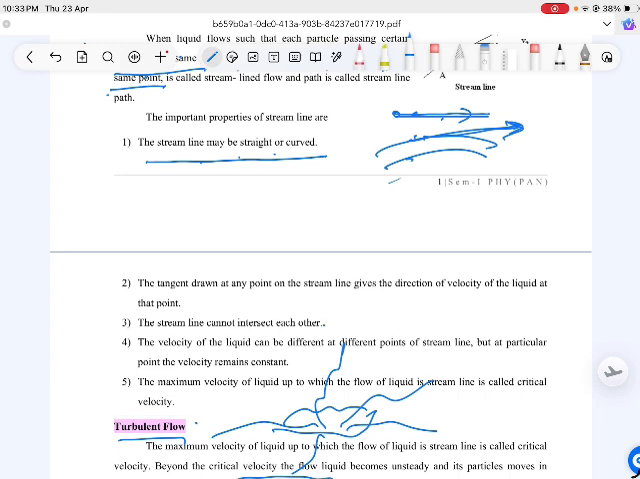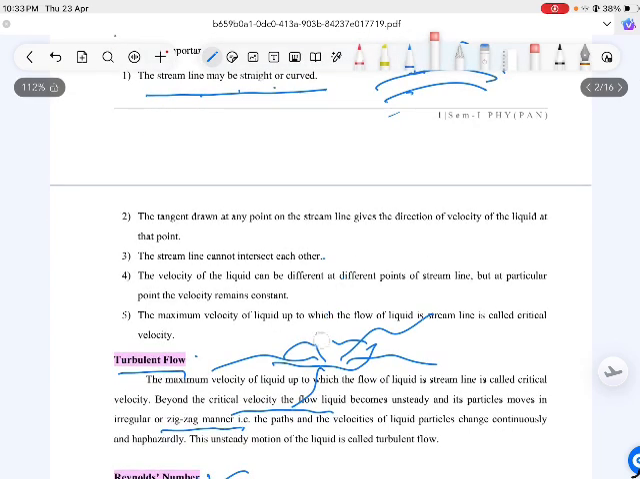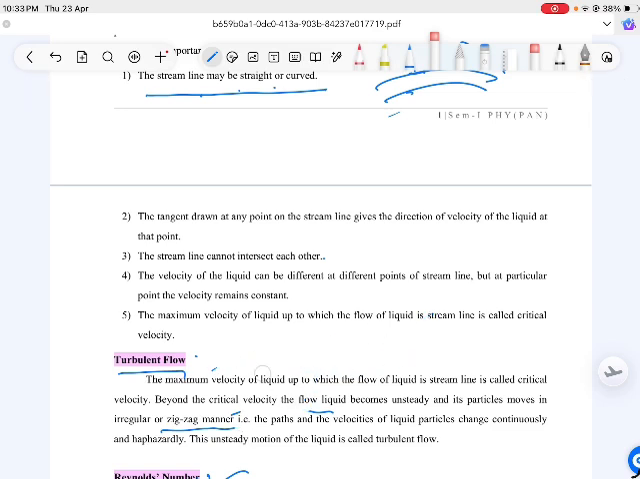Streamlines cannot intersect; two streamline flows cannot intersect. The velocity of liquid can be different at different points of a streamline, but at a particular point the velocity remains constant. In short, the velocity remains constant. The maximum velocity of liquid up to which the flow of liquid is streamline is called the critical velocity. Critical velocity is the velocity at which the flow is streamline.